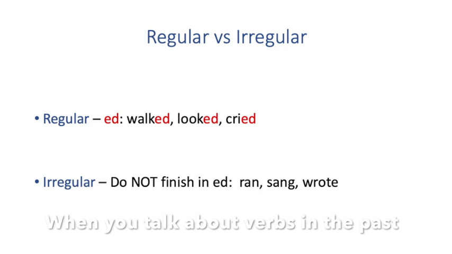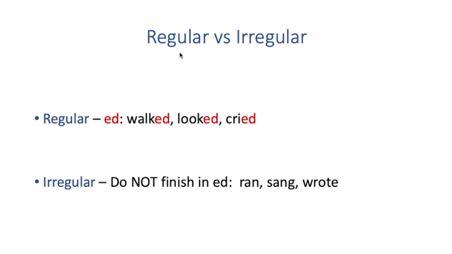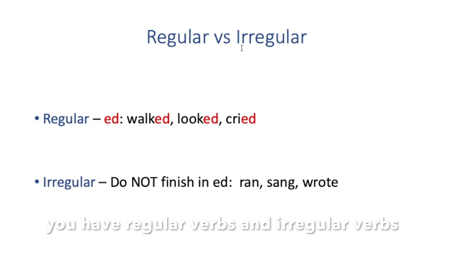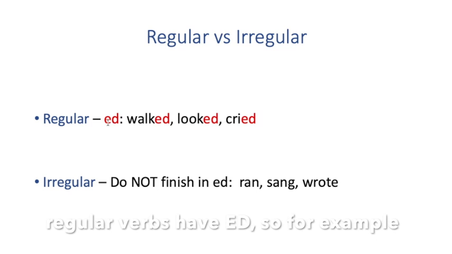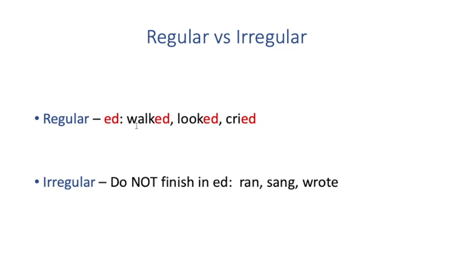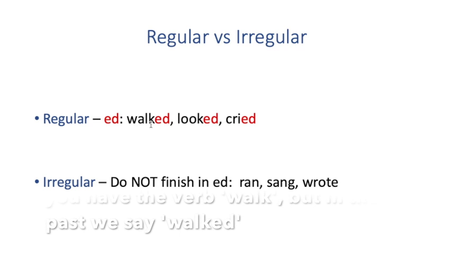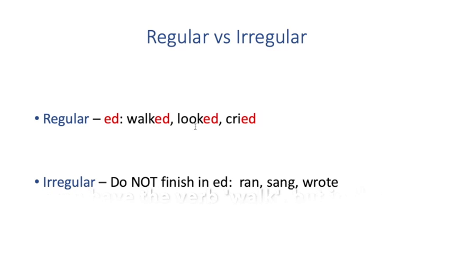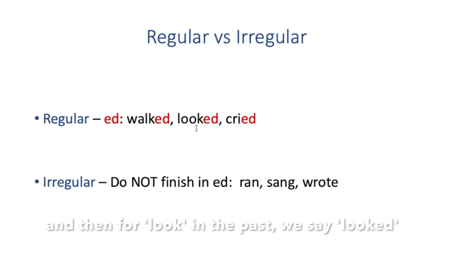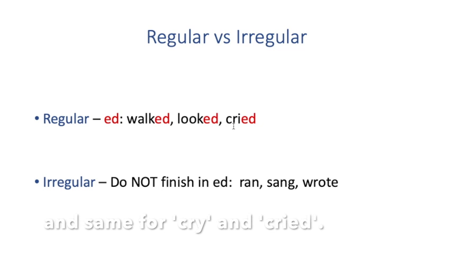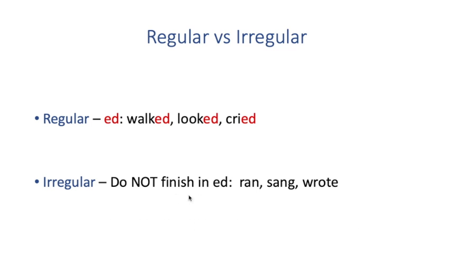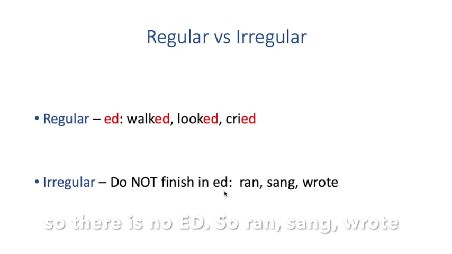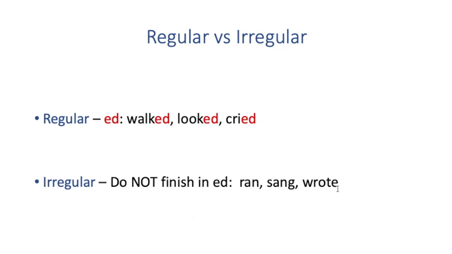When you talk about verbs in the past, you have regular verbs and irregular verbs. Regular verbs have ed. Okay, so for example, you have the verb walk, but in the past we say walked. And then for look, in the past we say looked, and same for cry and cried. And then irregular verbs do not finish in ed. So there is no ed. So ran, sang, wrote.